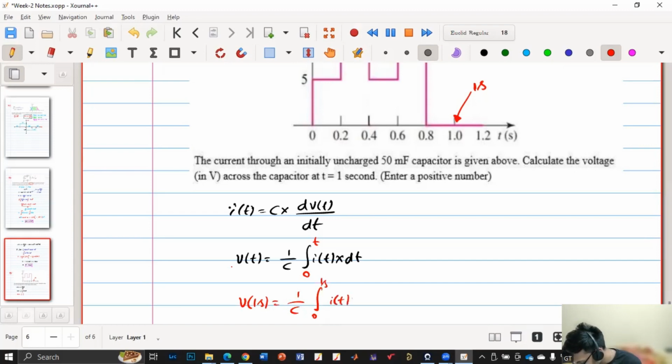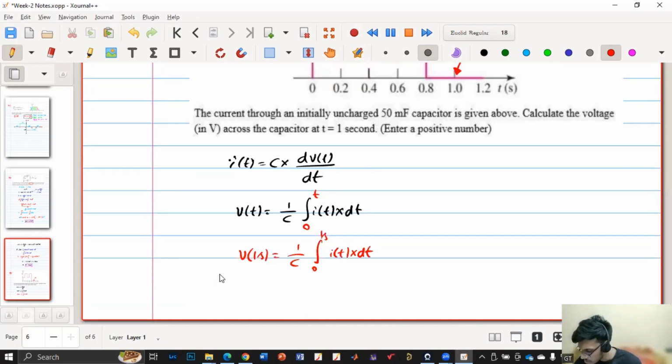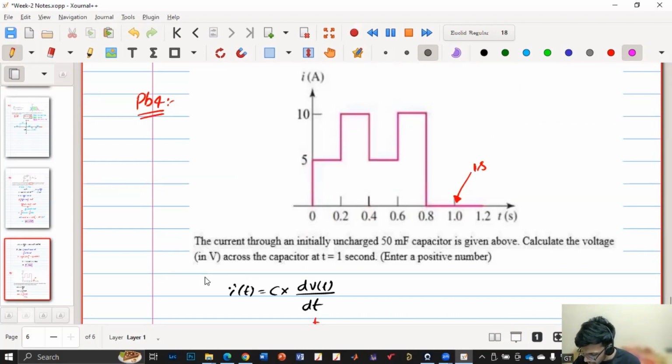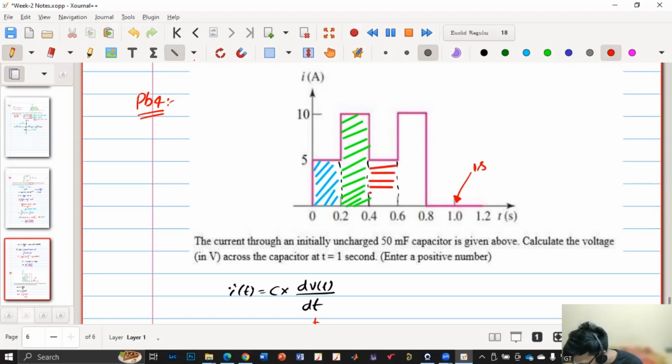i(t) dt is nothing but the area under the curve i(t), right? So we need the area under this curve multiplied by 1/C. So now I'll divide this into multiple regions, and I need to find the area of each. So this is one. This is the other one. And this is another one. And this is the other one. So can you tell me what will be the areas of these?